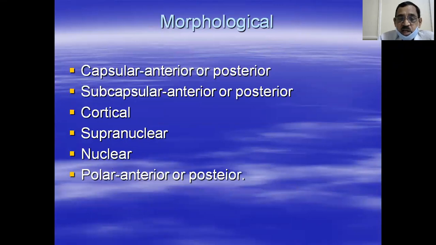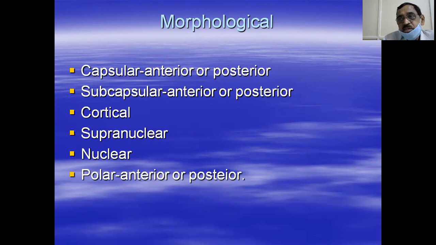Morphologically, it can be a capsular cataract, anterior capsular cataract and posterior capsular cataract, or it can be a subcapsular cataract. Just behind the capsule, there can be cataract formation and opacification of the lens fibers, the anterior subcapsular cataract or posterior subcapsular cataract. And the cataract can be a cortical cataract and supranuclear cataract, where the fibers adjacent to the upper pole of the nucleus can opacify and give rise to supranuclear cataract. And nuclear cataract, where various zones can be involved.